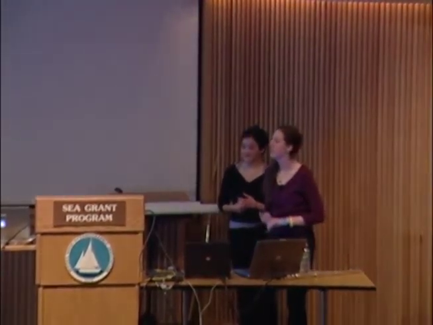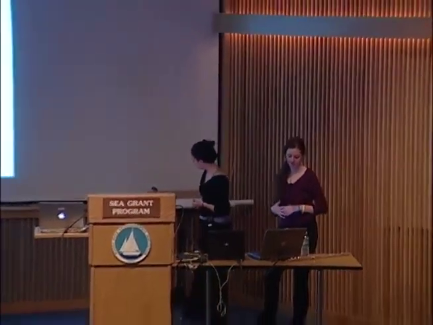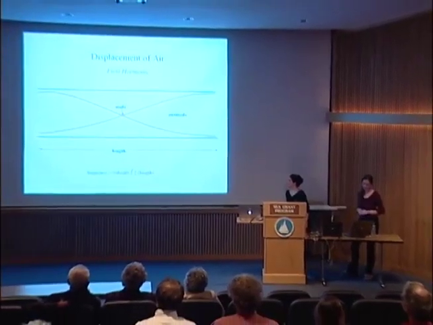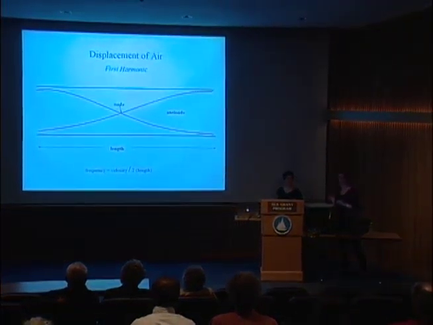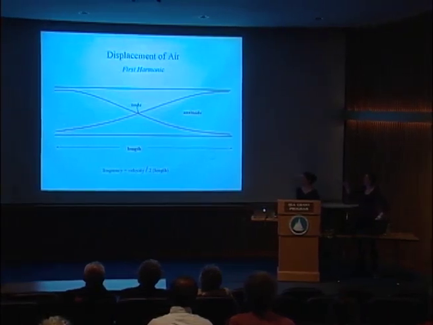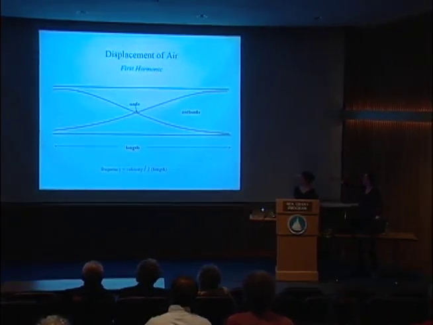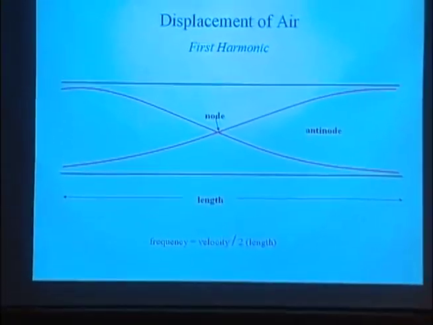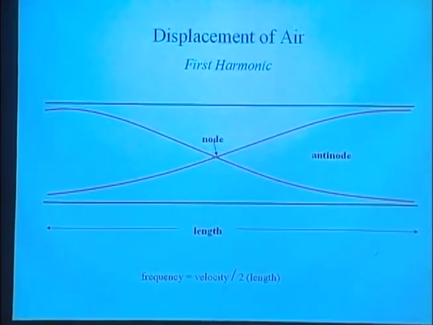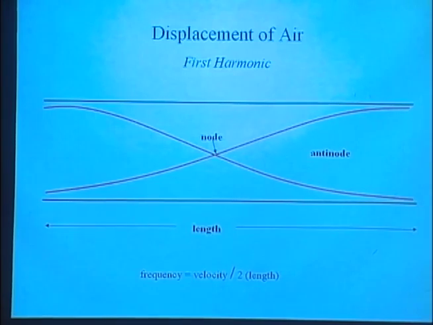So we did the effects of hole placement and width on frequency in an open air column. What an open air column basically is, is a tube which is open at both ends. You can see right there, and that shows how the sound waves travel through the tube. It's described by the equation frequency equals the velocity divided by 2 times the length.